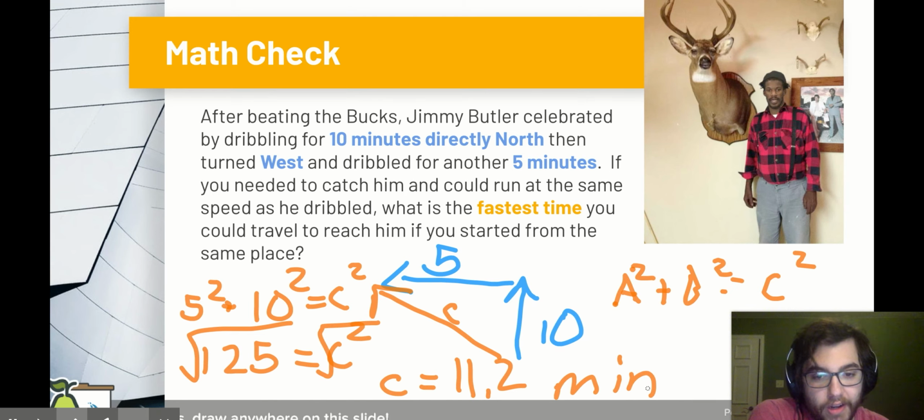You could start a few minutes after you'd already started running, but you need to catch him by running at the same speed as him in that amount of time. That's all the time you got. But it is shorter than the path that he traveled. All right? So, move on to the next problem.